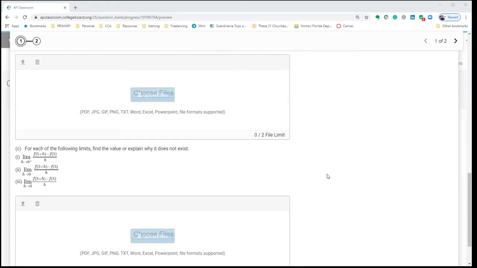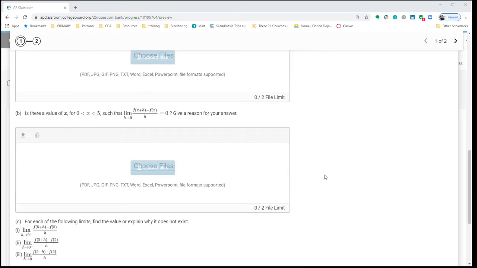B says, is there a value x for x between 0 and 5 such that the limit as h approaches 0 of f of x plus h minus f of x over h equals 0? Give a reason for your answer. So that's basically where f prime is going to equal 0, right?